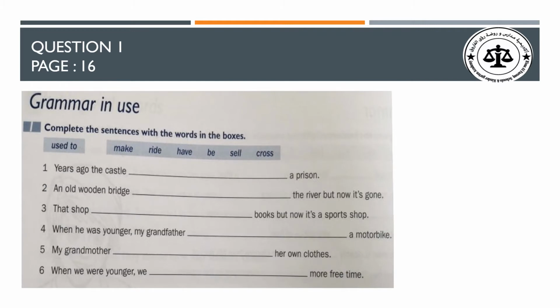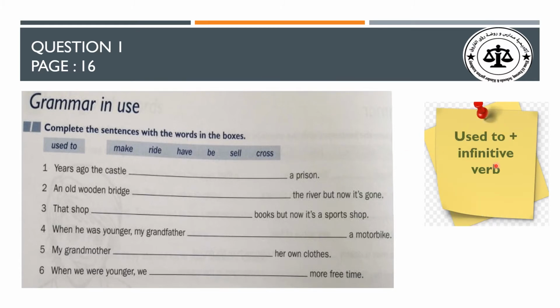Now open your workbook page 16 and let's start answering the questions on this page. Question number 1. Complete the sentences with the words in the box. Don't forget that used to is always followed by an infinitive verb. We want to complete these sentences by using used to and the correct verb here. Make, write, have, be, sell, and cross.